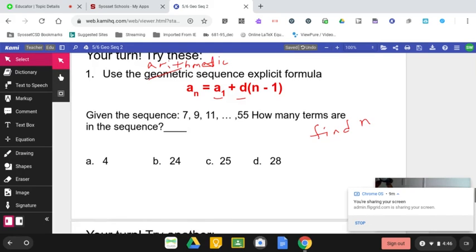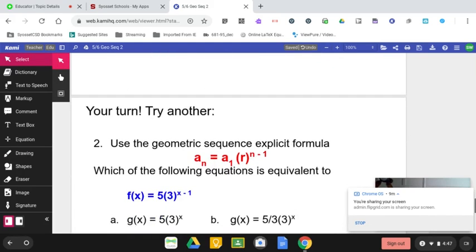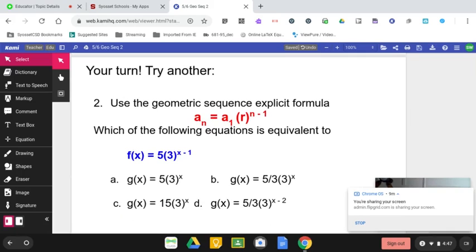And on the next slide, you can look at two different functions, right? The explicit geometric sequence and the exponential function, and see which one matches.